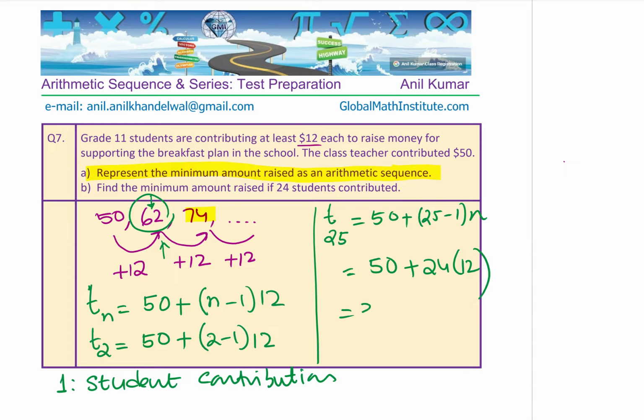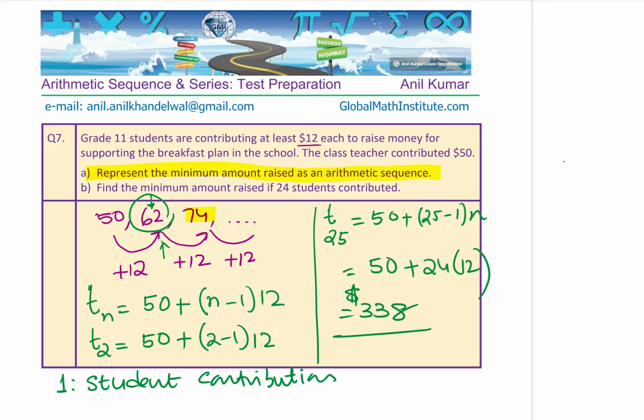So we get an amount which is $338. Is that clear to you? So straightforward also, if 24 students are contributing, each will contribute $12. That is their amount which is contributed plus the teacher's contribution of $50. So it is 50 plus the 24 students. Is that clear to you?